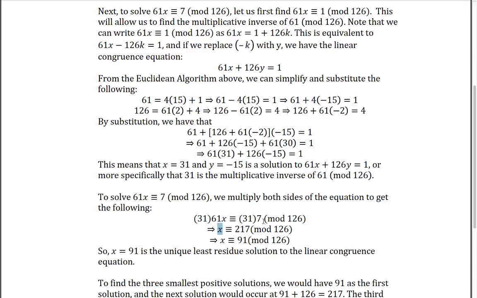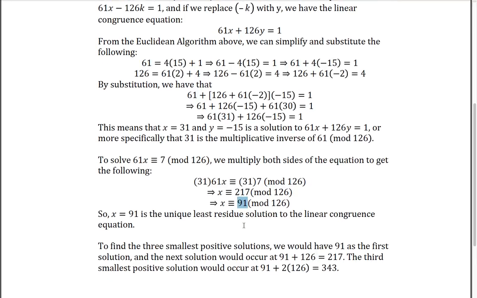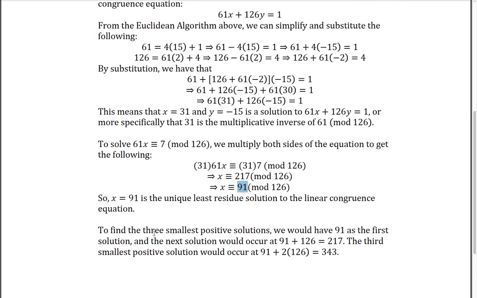And 31 times 7 is 217, which in mod 126 reduces down, because you can subtract 126 from 217, to 91, and that is the least residue solution. So that's the unique least residue solution, and what we're trying to solve for to start with.